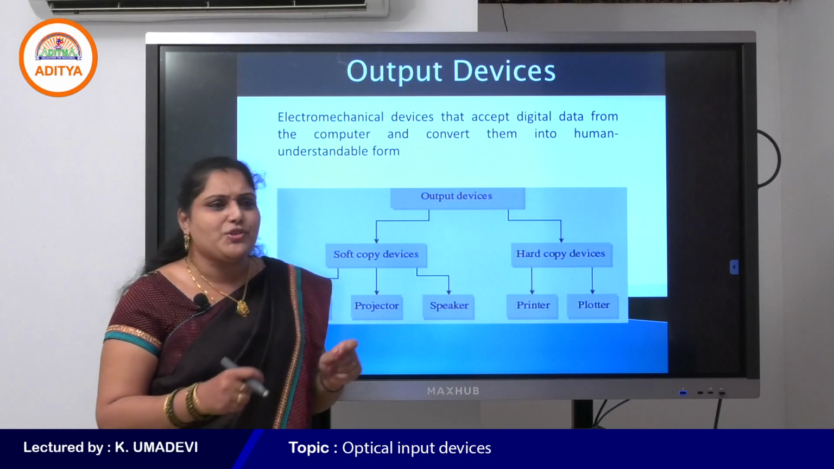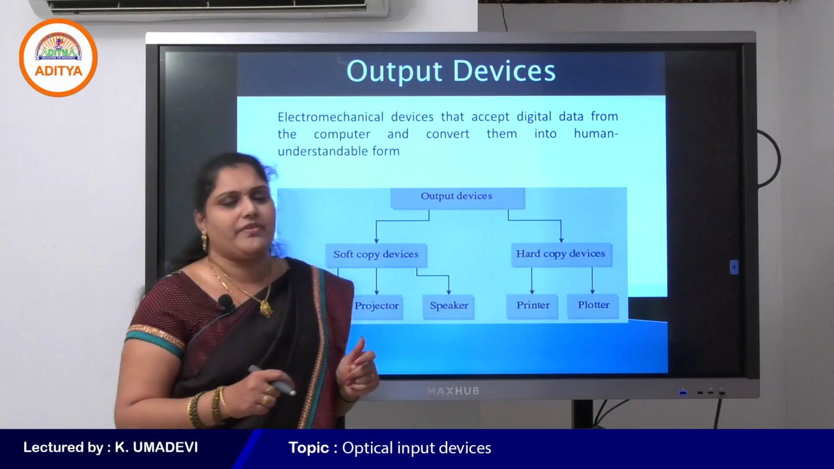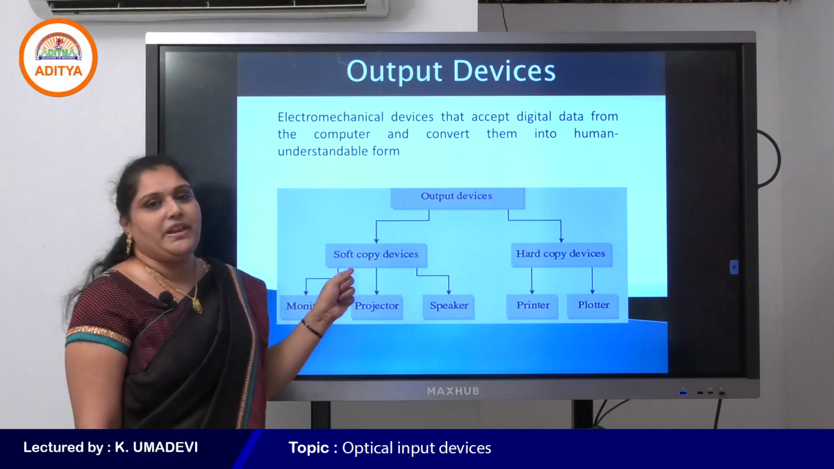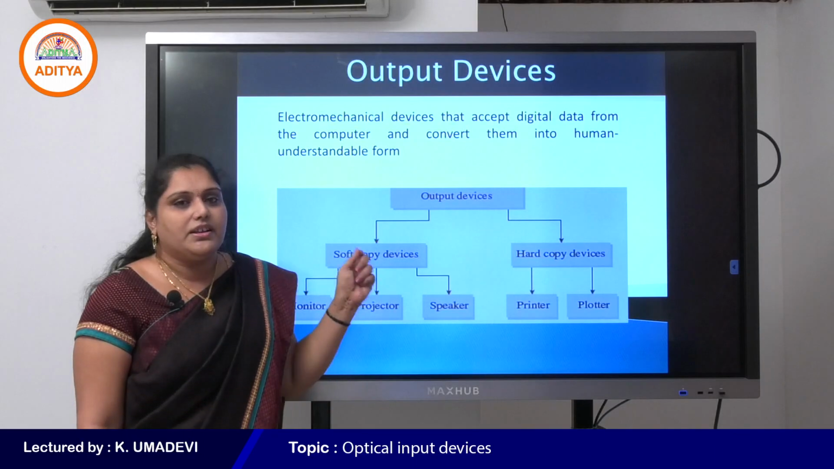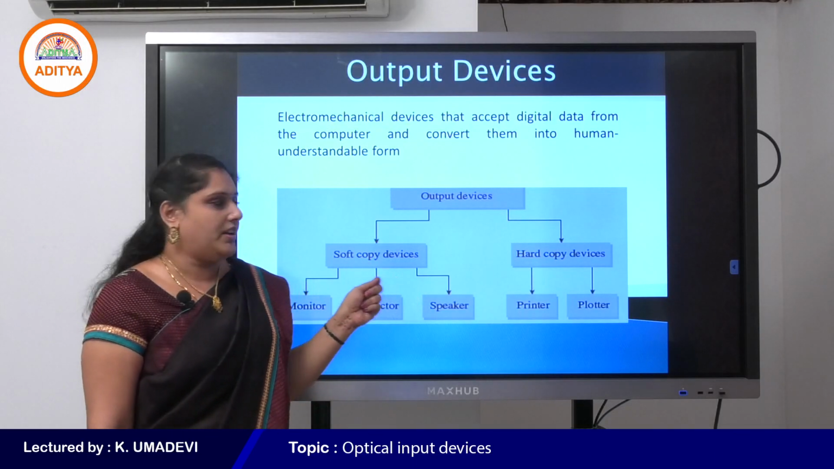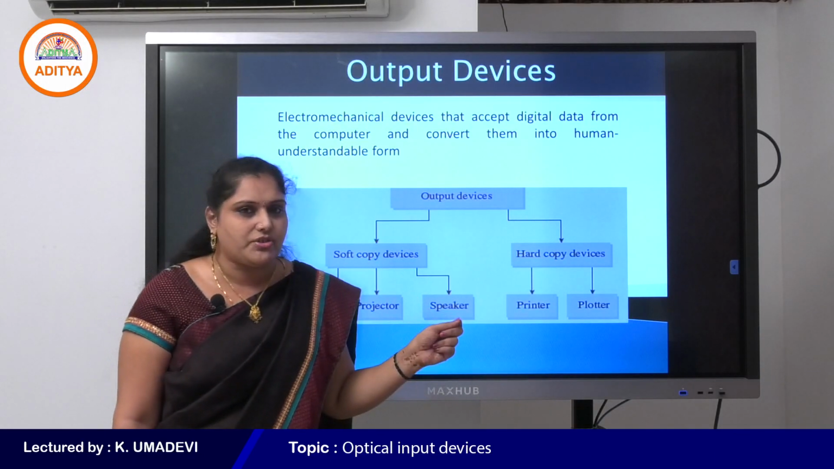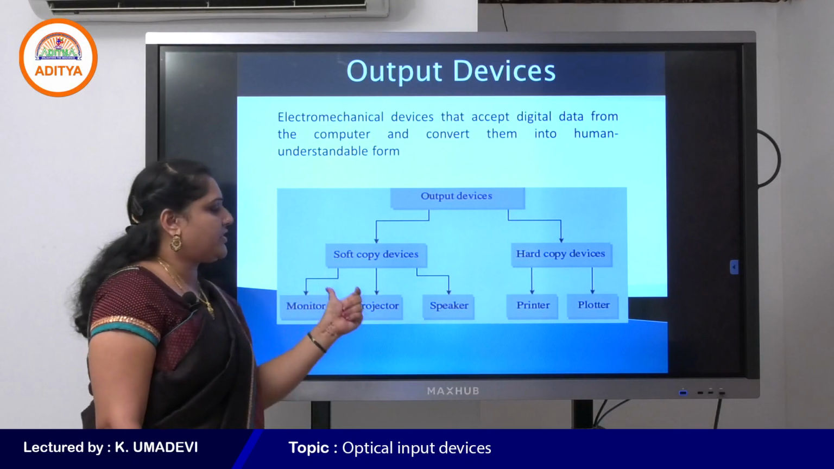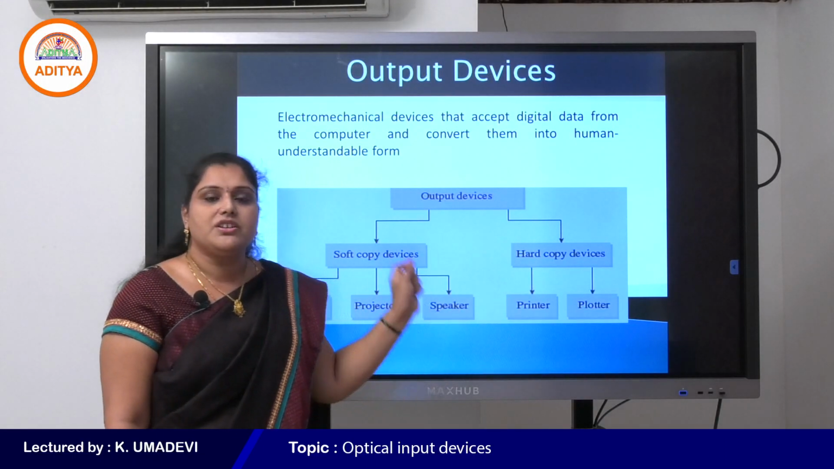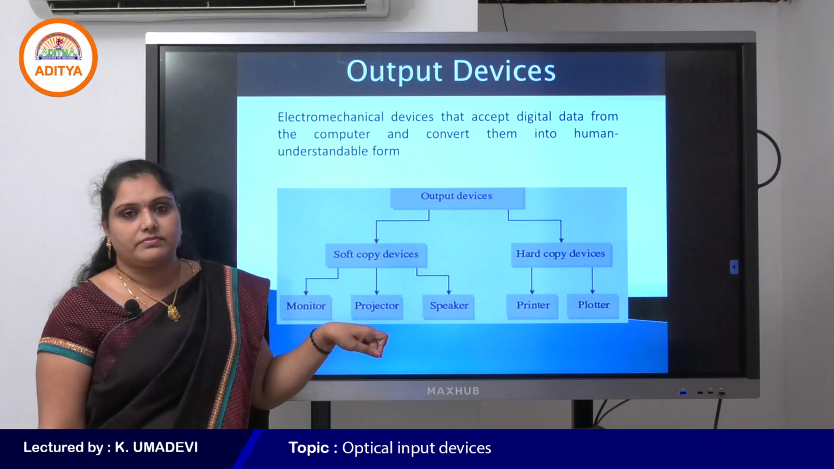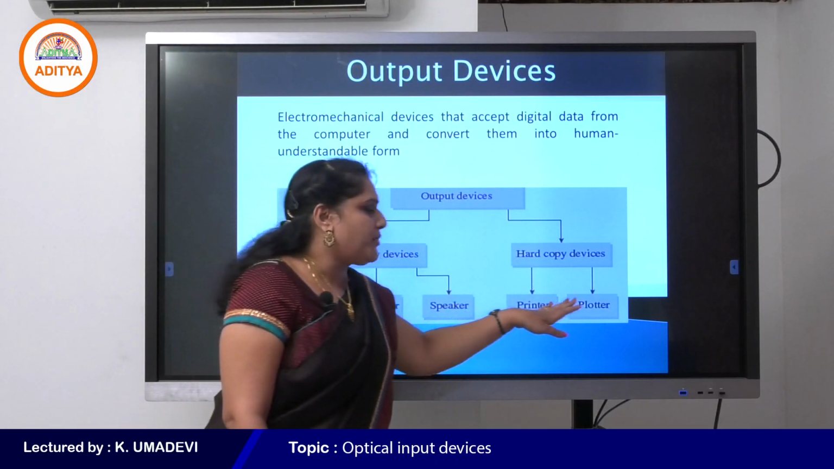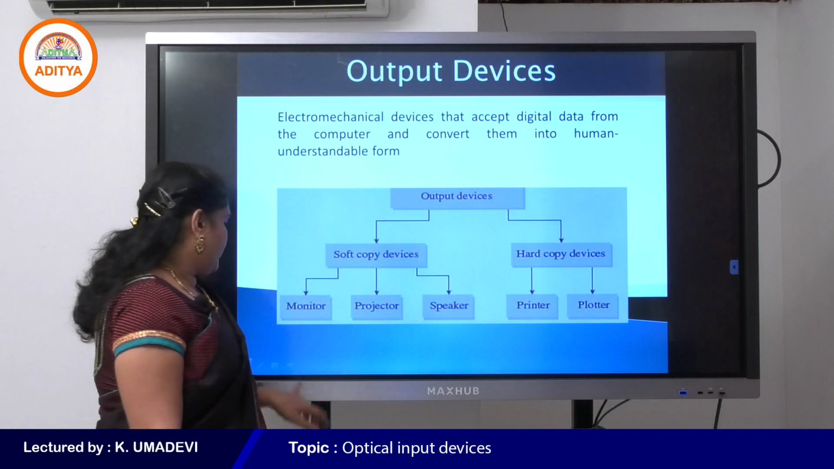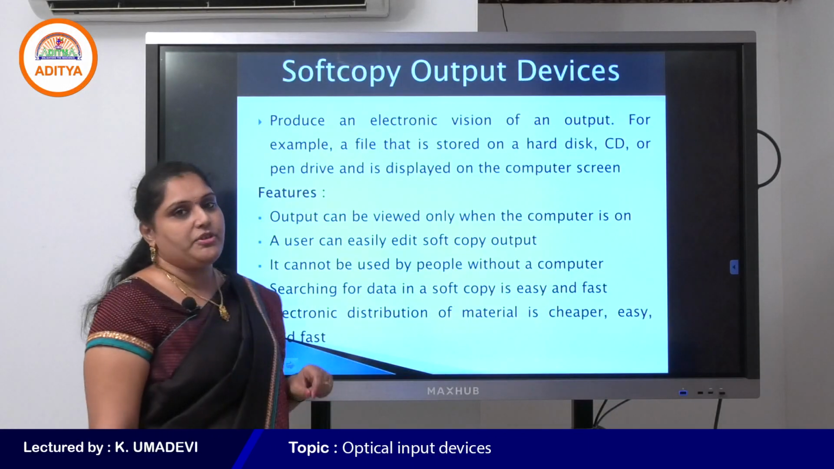So what is meant by soft copy output devices? Soft copy means a file that is stored on disk, CD or any other secondary storage device. Am I right? See, monitor, projector and speaker come under soft copy output devices. Printer and plotter come under hard copy output devices. So let me show you.